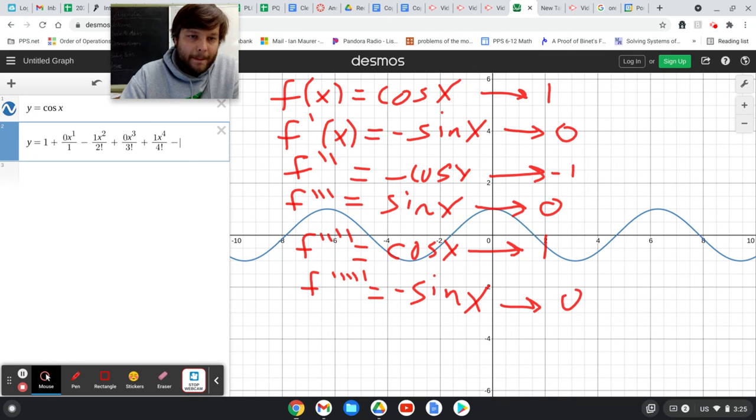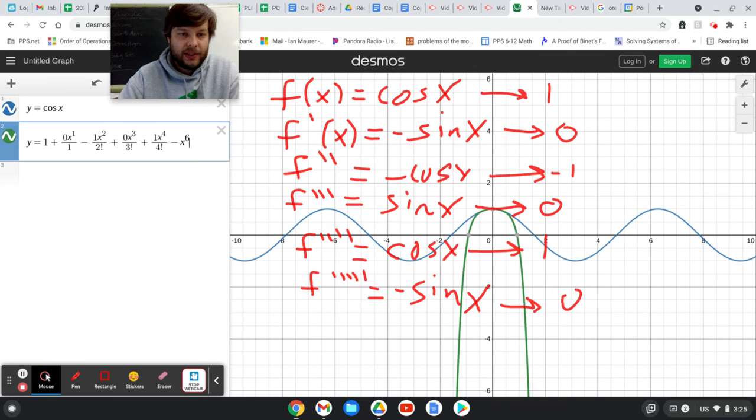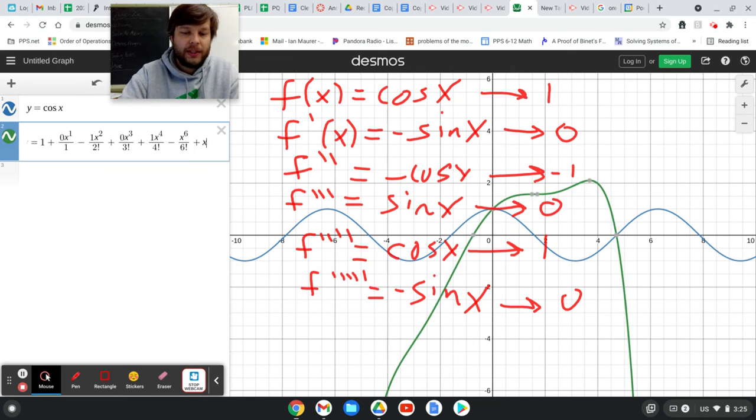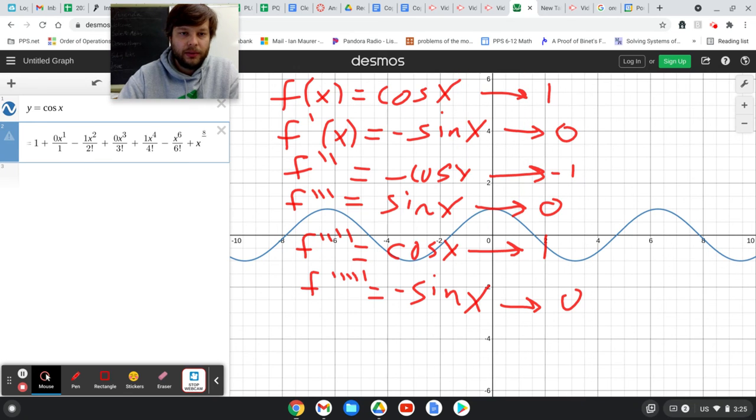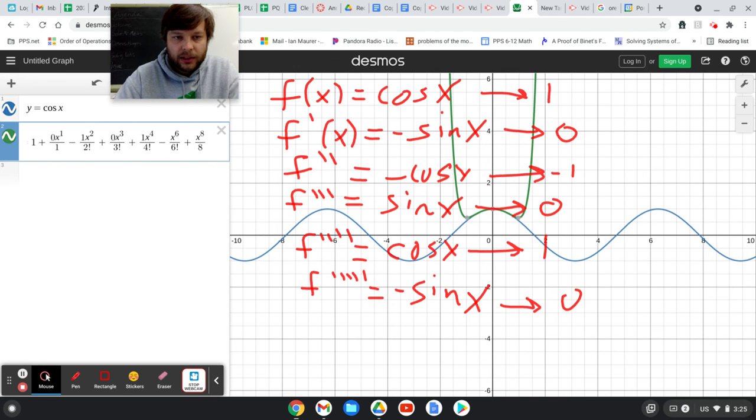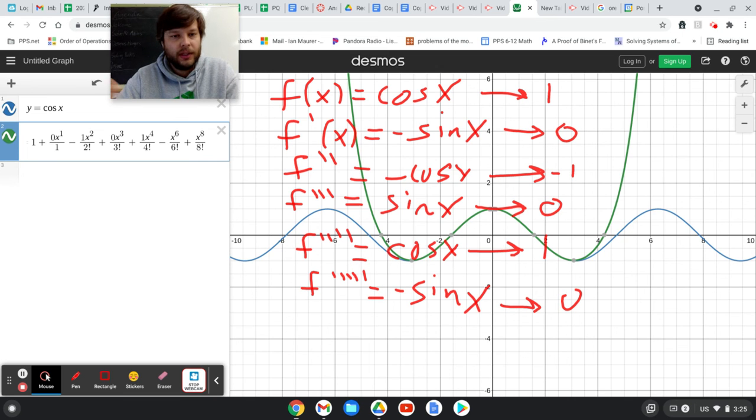And so I can go minus x to the sixth over 6 factorial. You can see it's a better approximation. Plus x raised to the 8th over 8 factorial, and you can see it's better. And we can play this game as long as we want.